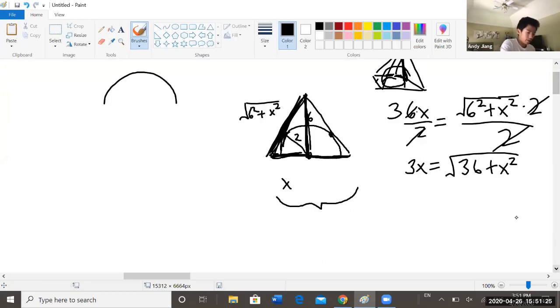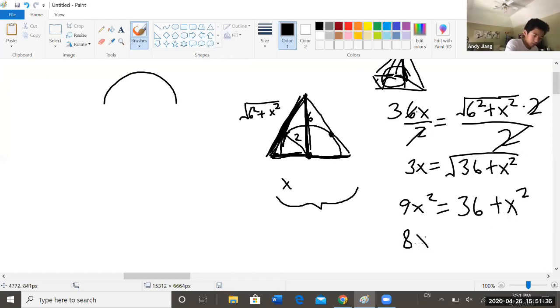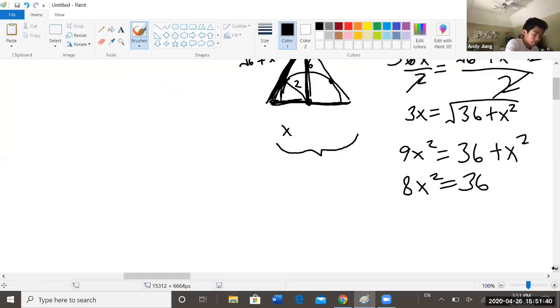All right, and I can solve this now. Squaring both sides, I get 9x squared equals 36 plus x squared. Then 8x squared equals 36. x squared equals 18 over 4. And finally, x equals 3 root 2 over 2.